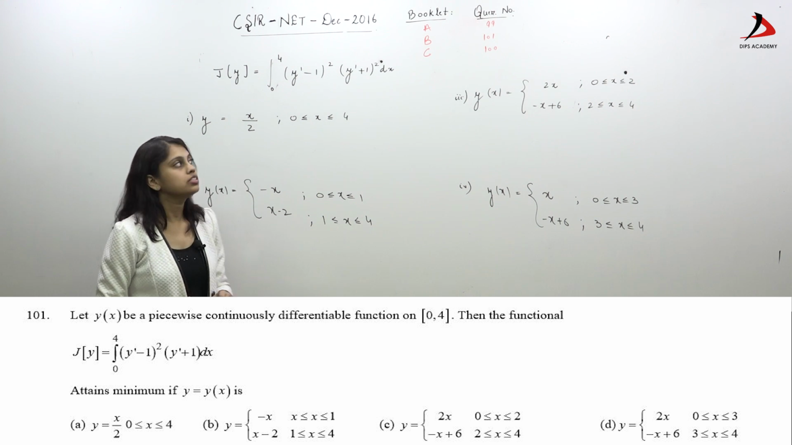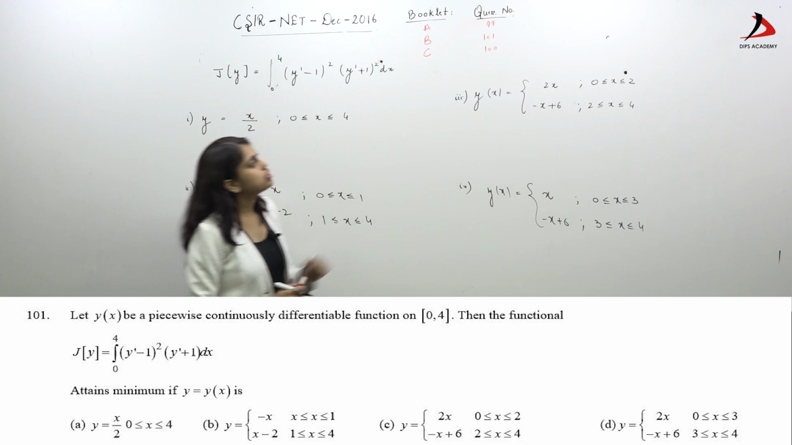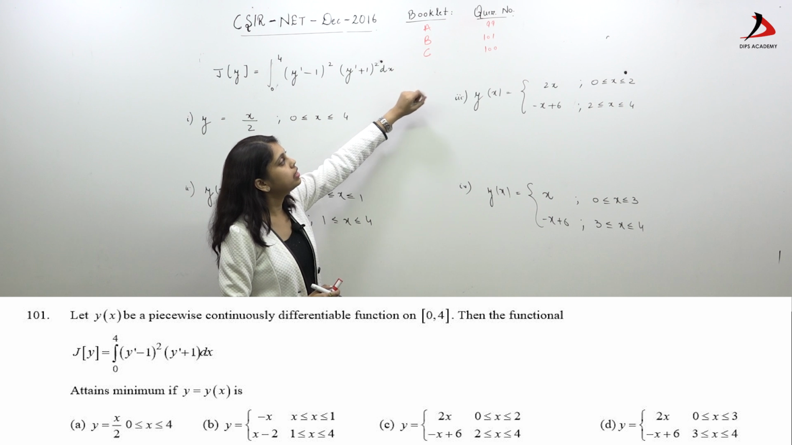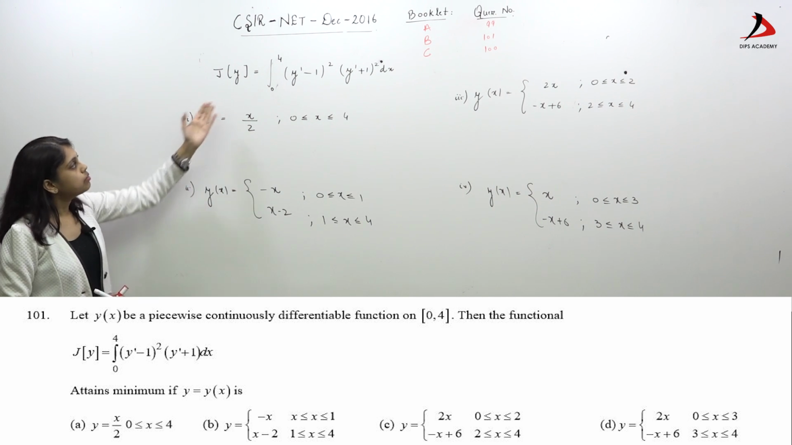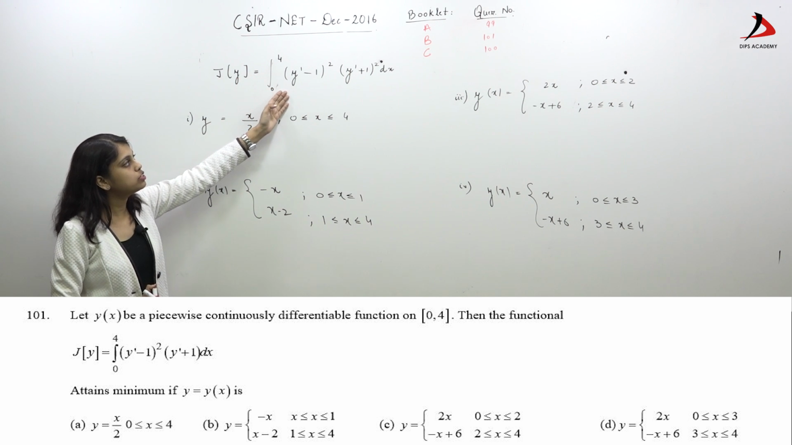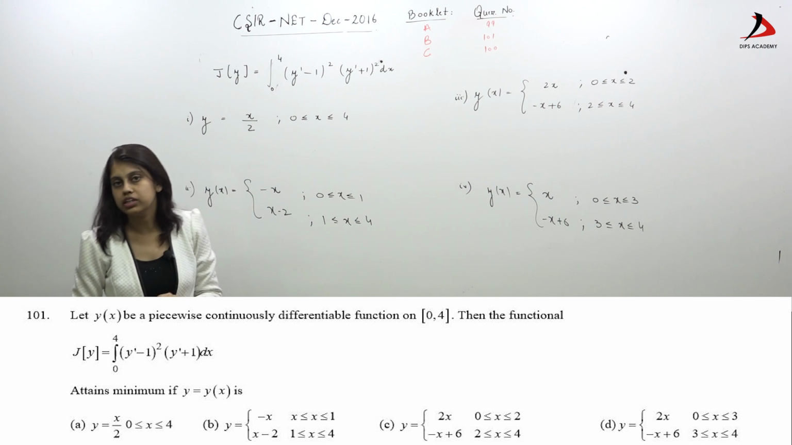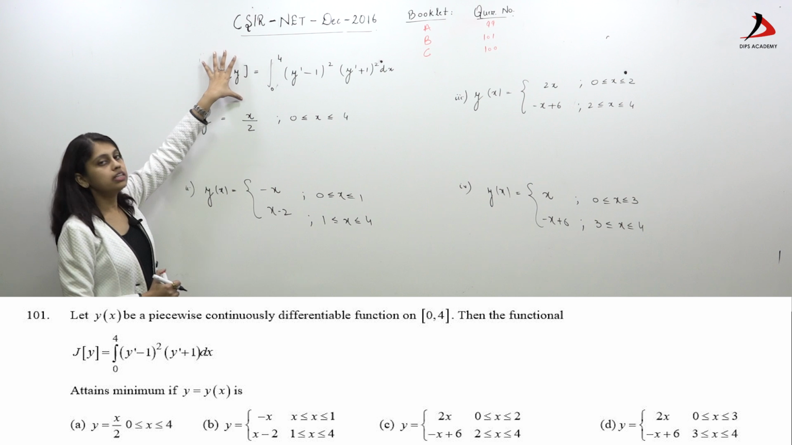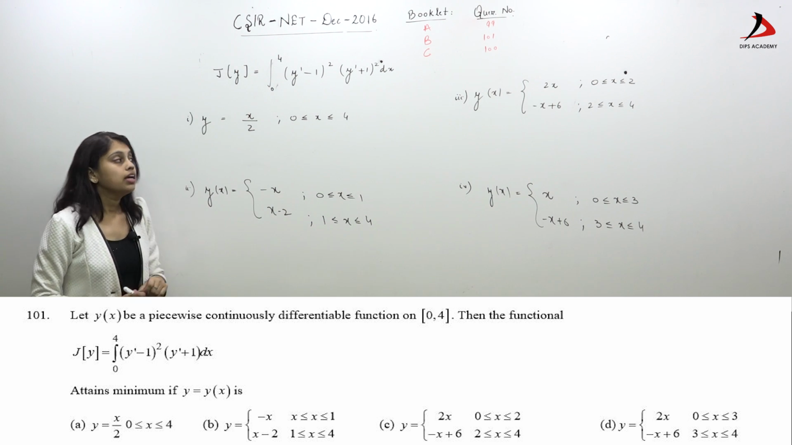It was a question from COB, question number 99 from booklet A, 101 from booklet B and 100 from booklet C. As you can see, you have a functional integral from 0 to 4 of (y dash minus 1) square (y dash plus 1) square dx, and we are not having any boundary condition. They are asking for the extremal which minimizes this functional, and we are given 4 options for that.